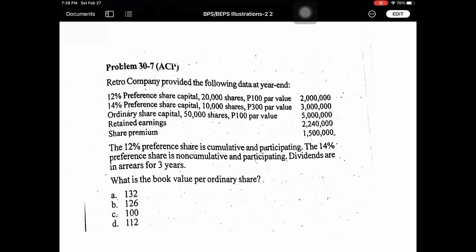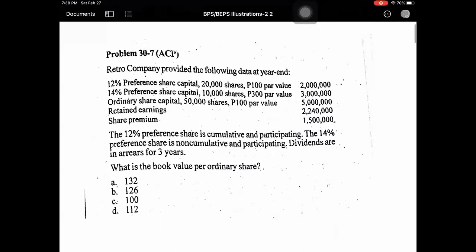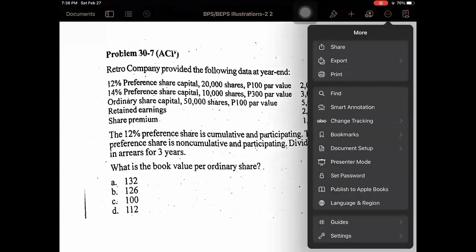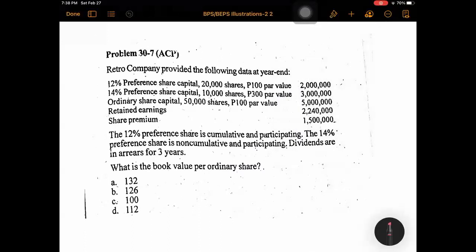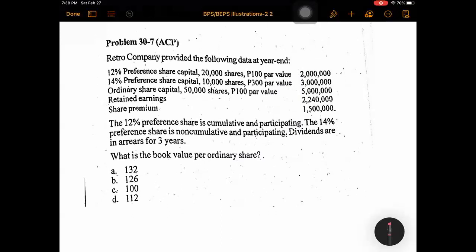Okay, let's answer this problem. Book value per share. You can also compute and chat your answer in the chat box. Retro Company provided the following data at year end. The question is, what is the book value per ordinary share?